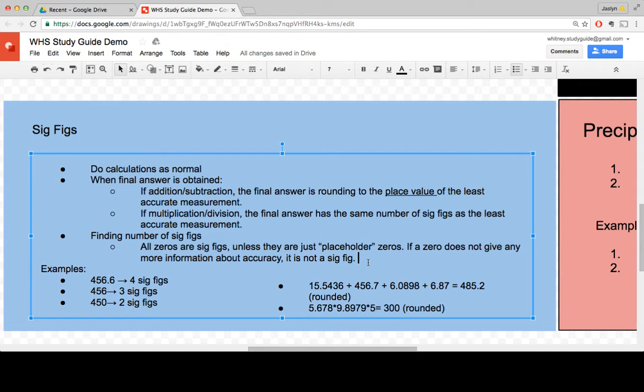So it's only giving us information about the relative size, that it's just there to make sure we don't confuse it. We don't confuse 0.045 for 0.45. It doesn't give us any more information.